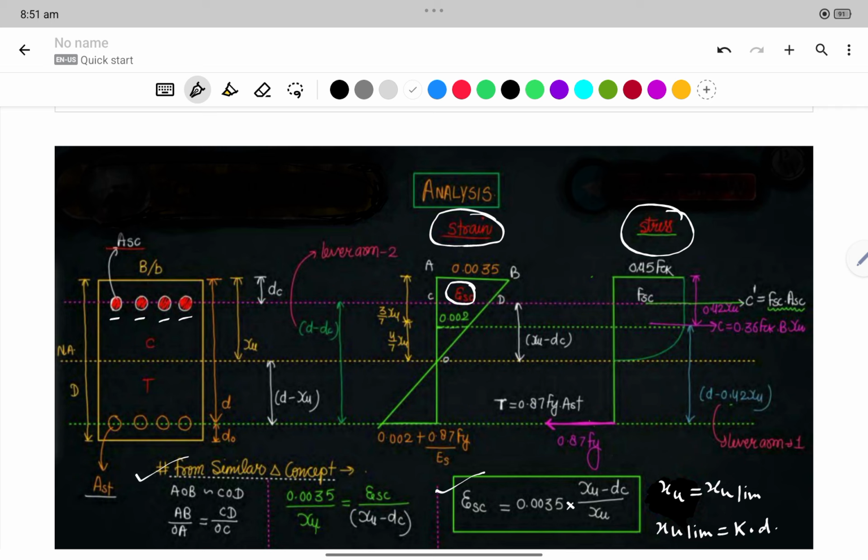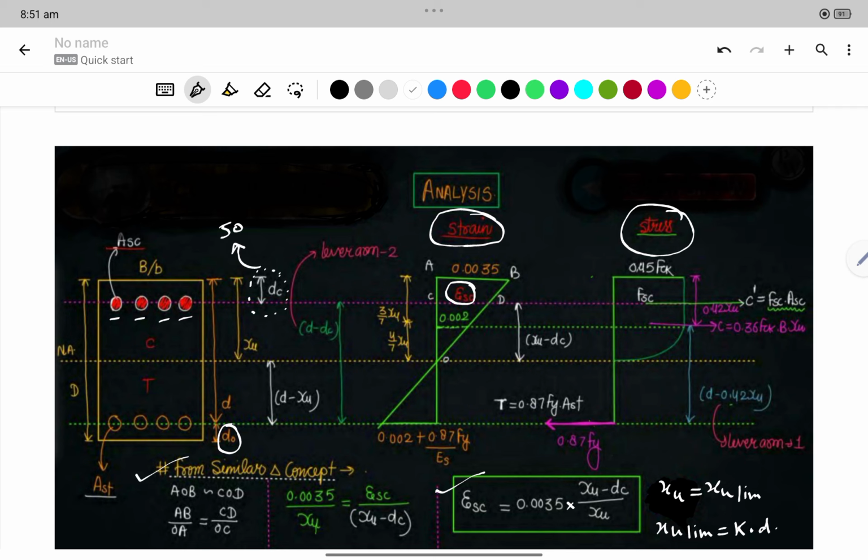So what is DC? As in the bottom section you can see D naught, D naught is the effective cover. In the same concept, the DC is the effective cover in the compression zone. So if it is not given in the numerical, we will consider it as 50 only, 50 only as the cover.